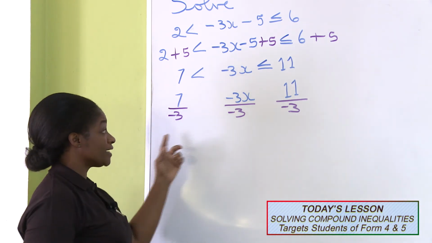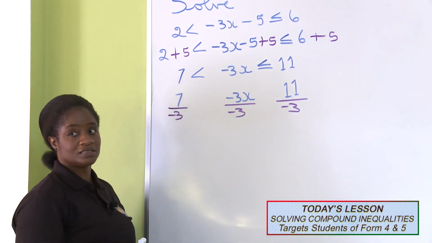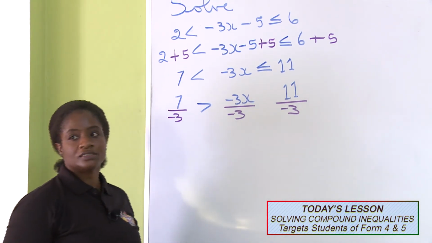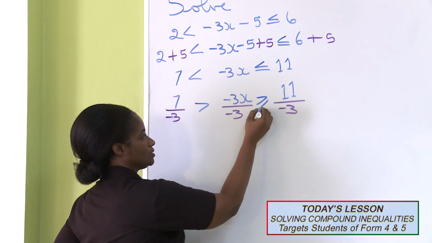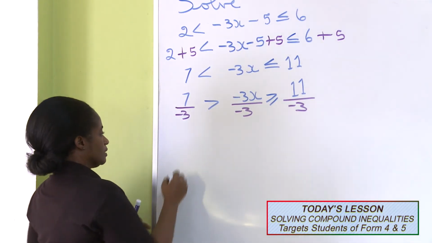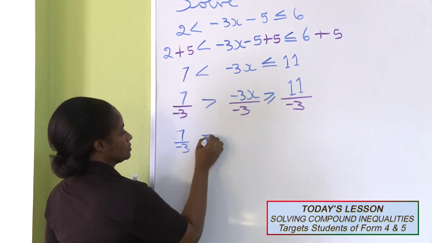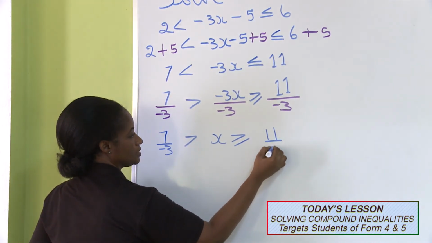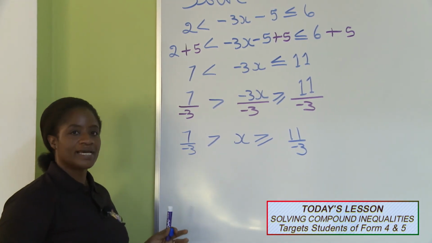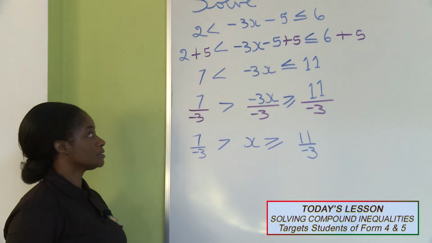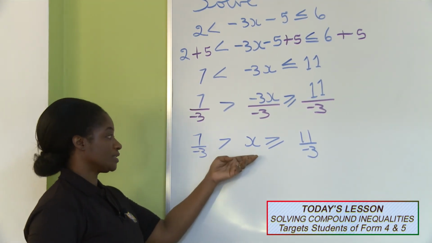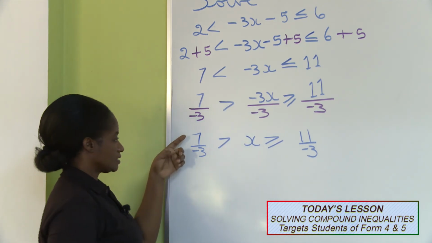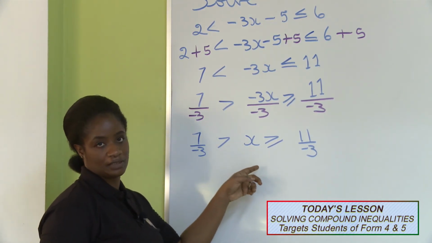So therefore, if I'm dividing throughout by a negative number, this inequality sign should reverse and thus become greater than, as well as this inequality sign should reverse and become greater than or equal to. And now you're correct. So we have 7 over negative 3 is greater than x is greater than or equal to 11 over negative 3. Now, have we isolated x? Oh, yes, we did. We are left with the inequality statement, x is greater than or equal to 11 over negative 3, and 7 over negative 3 is greater than x.